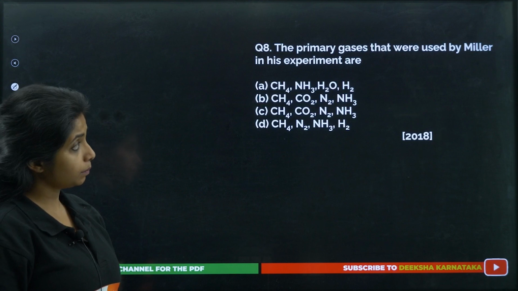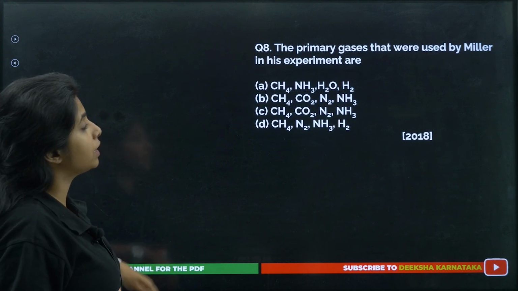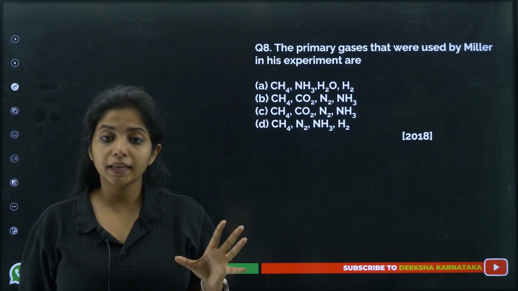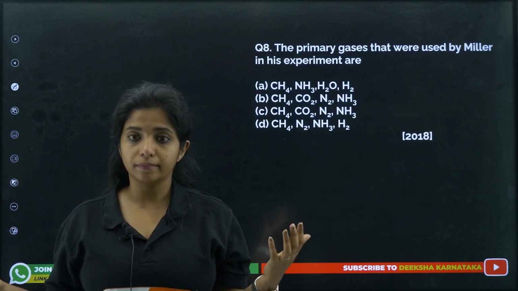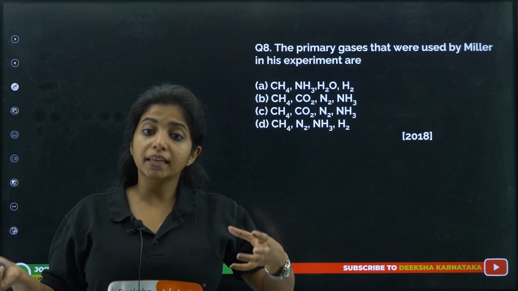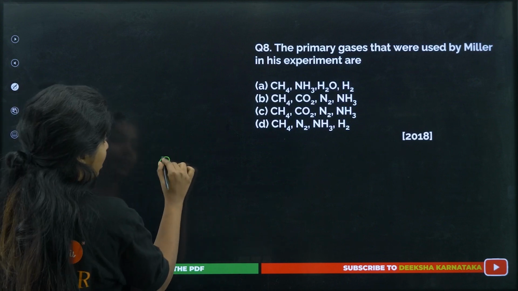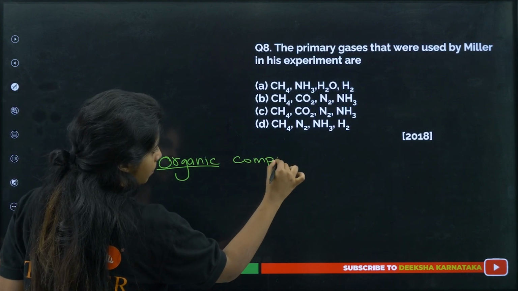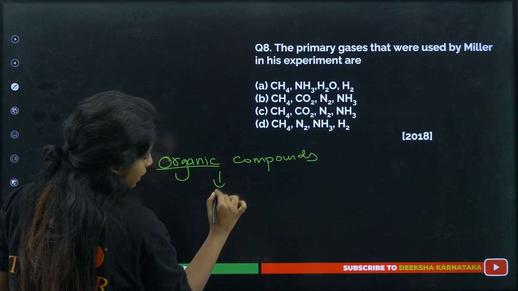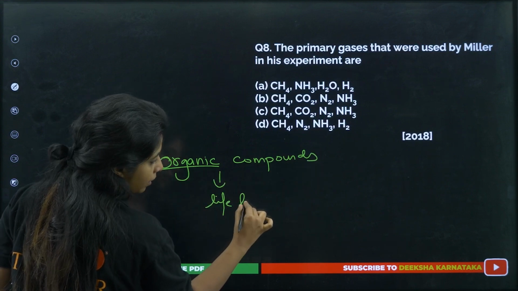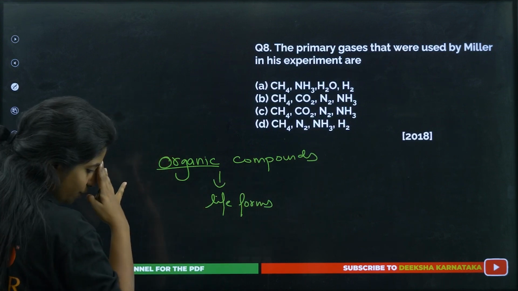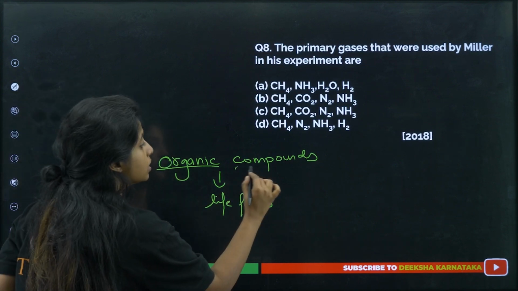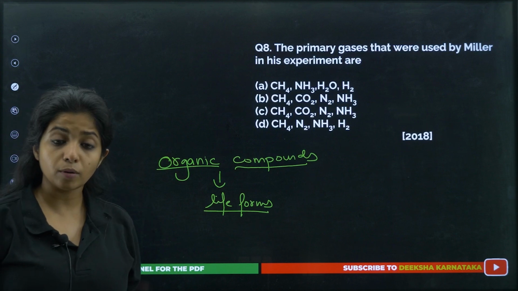Next one. The primary gases that were used by Miller in his experiment are. So Miller was the one who said that, yes, basically the organic compounds that we see today, okay, or basically the life form that we see today, they came from the organic compounds. Actually, this was said by Oparin and Haldane, not Handel. Oh my God, so sorry, Haldane. Okay, it was Oparin and Haldane who said that organic compounds were the ones that came together to form different life forms that we see today.